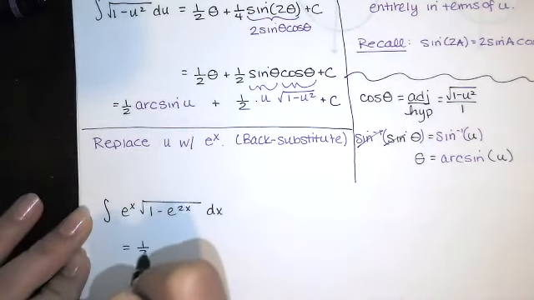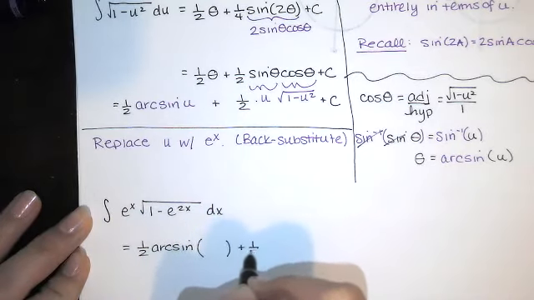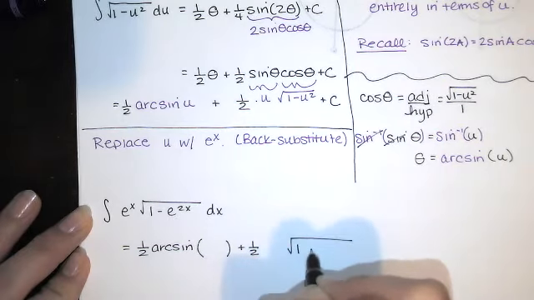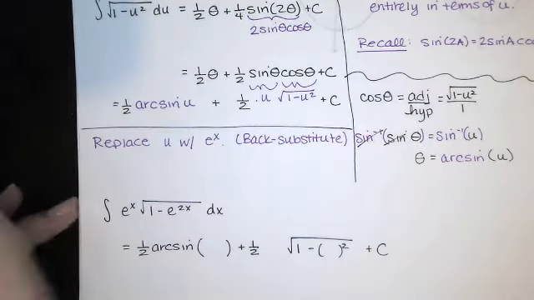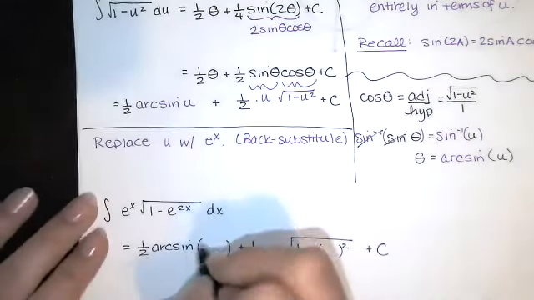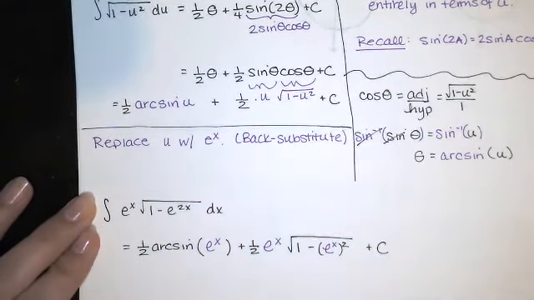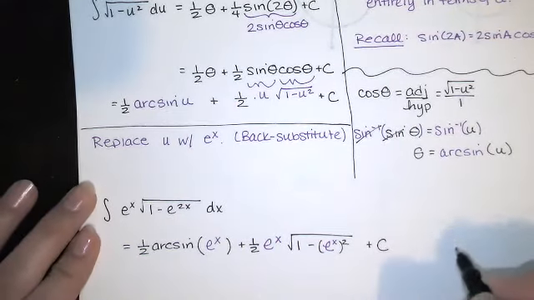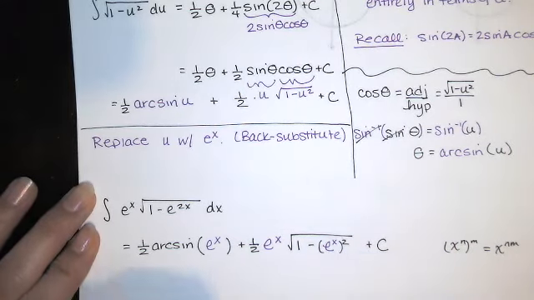So we have 1/2 of the arc sine of u plus 1/2 of u times the square root of 1 minus u squared plus c. I'm just leaving a space for my u, and u is e to the x. Now most of the time we're going to simplify this. Since x raised to a power can be simplified that way, you just multiply the exponents. We're going to multiply the exponents right there. Easy breezy.